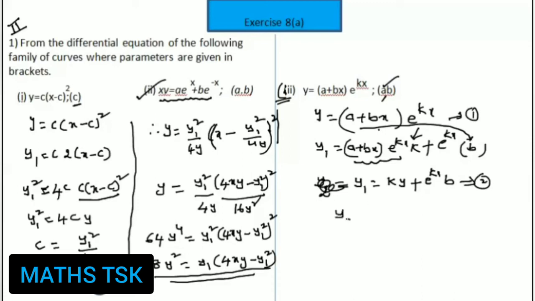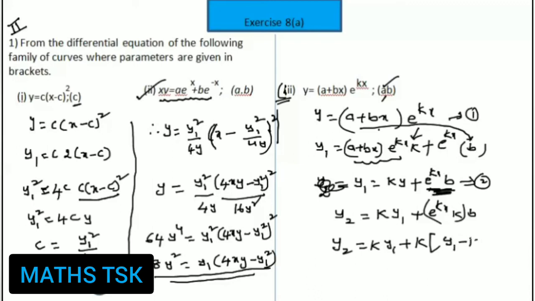Again differentiate. Y2 is equal to k into y derivative is y1 plus e power kx into k derivative, b is constant. Now e power kx into b value, I replace. So y2 is equal to ky1 plus k into e power kx into b, e power kx into b is y1 minus ky. Can you understand? I eliminated a and b. Now this is said to be the differential equation.